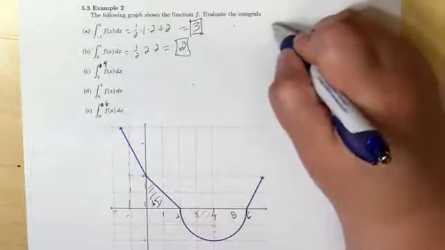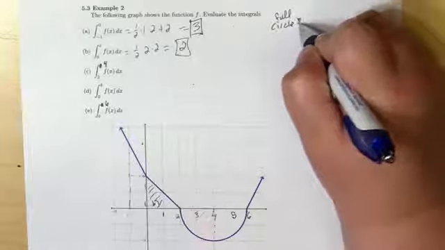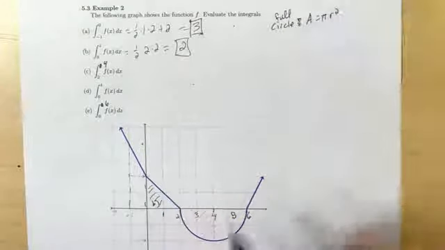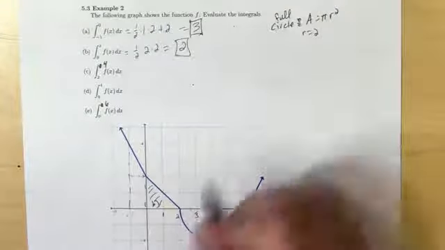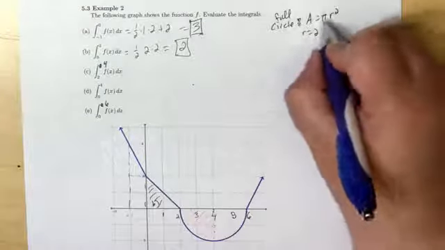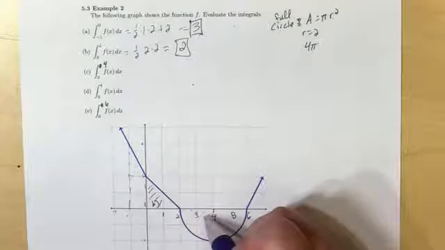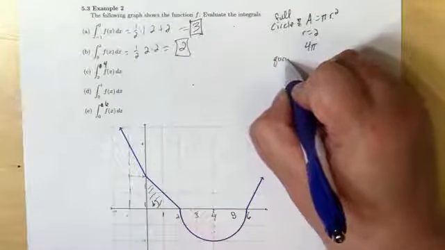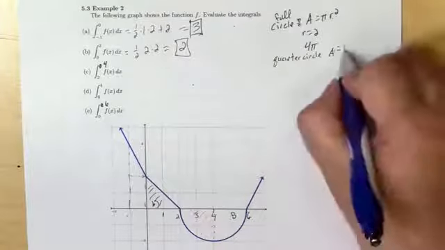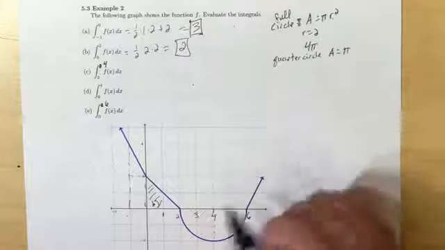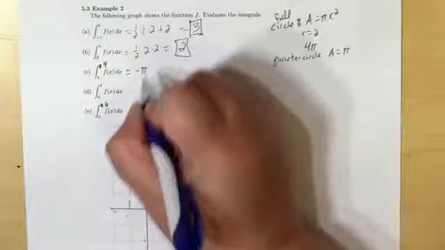And what we want to remember is the area of a full circle is pi r squared. Our radius for this circle is 2. So the area of the full circle would be pi times 2 squared, or 4 pi. But from 2 to 4, we're only looking at the quarter circle. So the area would be 4 pi divided by 4, or pi. And then the fact that it's below the x-axis gives us the answer -pi.